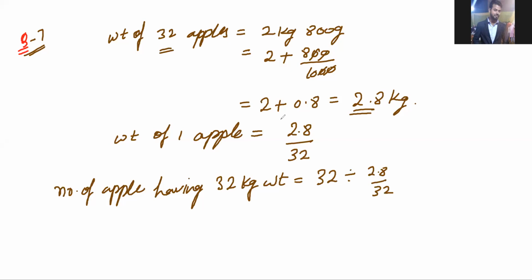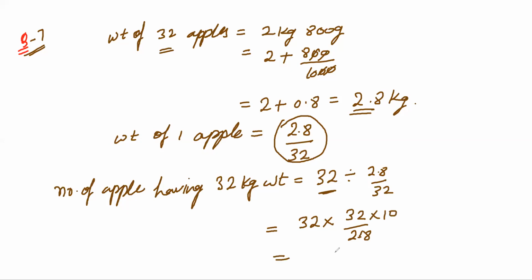Because this is the weight of one apple, we will divide the total weight by the weight of one apple. So this is 32 multiplied by 32 upon 2.8. Just change the sign of divide into multiply and reciprocate the fraction. When you remove the decimal from here, 10 will increase. So basically you have got 32 into 32 into 10 upon 28. Beta, solve this and find the answer.